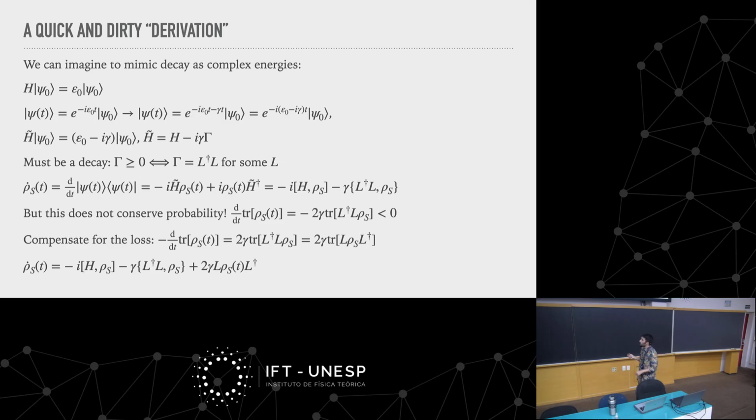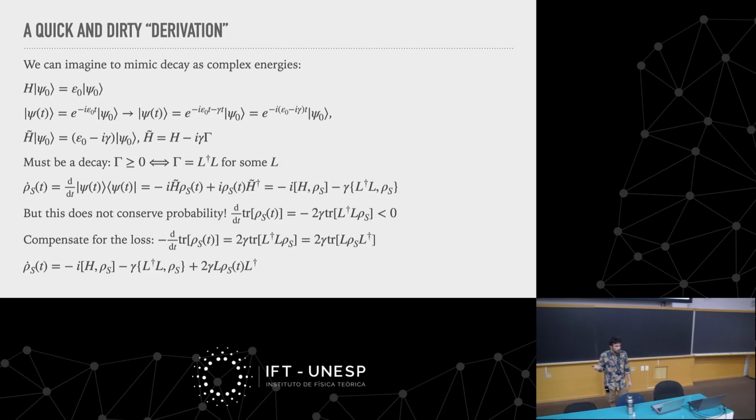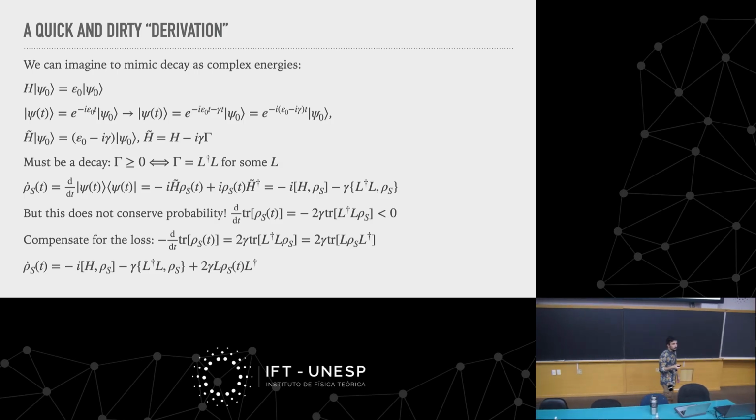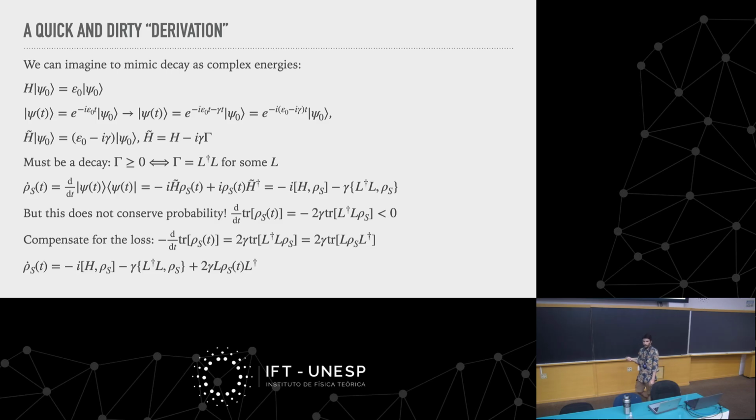A very old idea about decay is to mimic decay by making the energies of the system, the eigenenergies of the system, slightly imaginary. So you have your unitary evolution of an eigenstate, and then you endow this eigenstate with a negative imaginary part, and you will get decay.